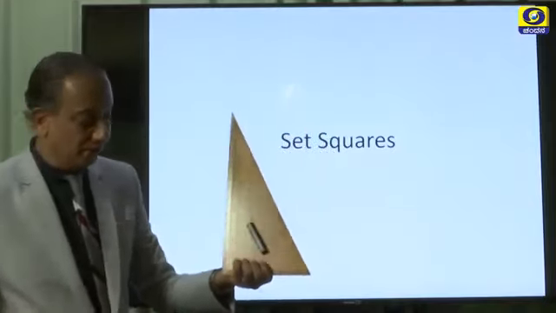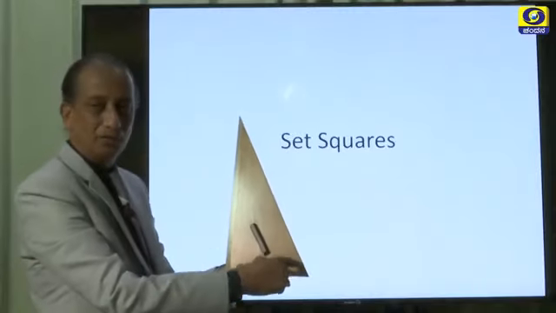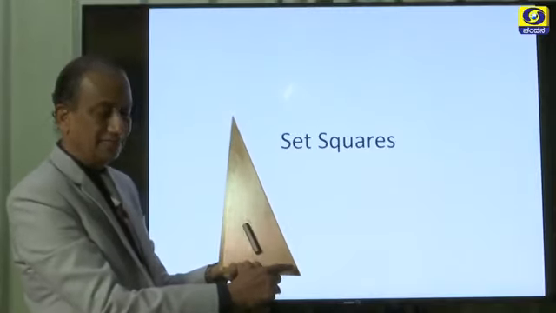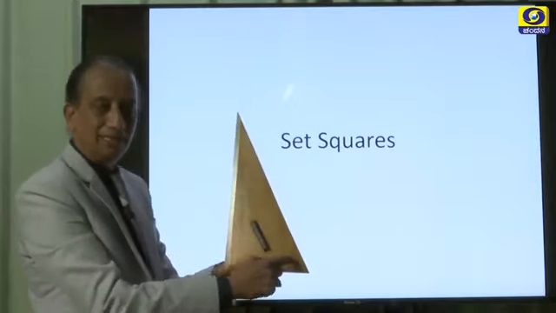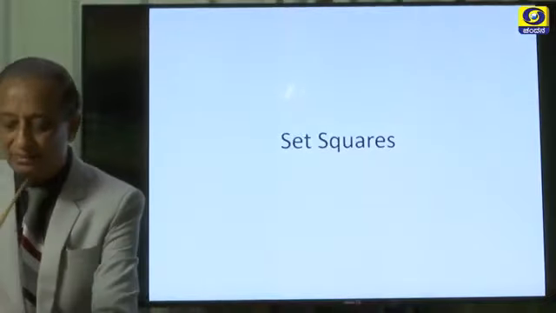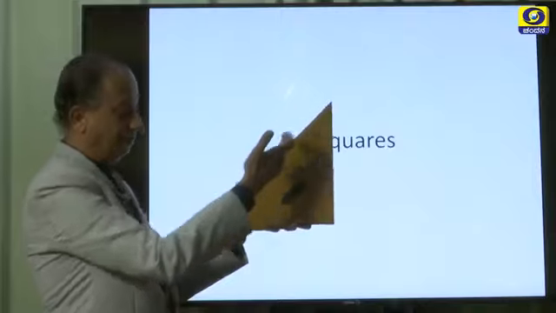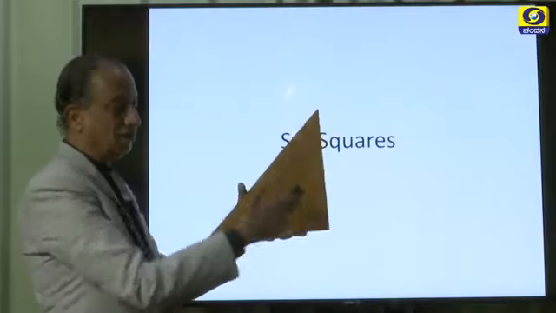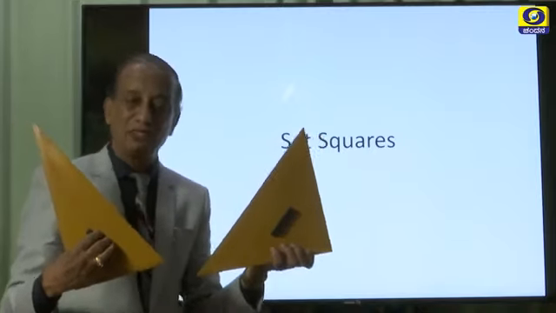Okay. Now this is a right angle triangle. This is 90, this is the hypotenuse. This angle is 60 and this angle is 30. So this is called the 30 degree set square or 60 degree set square. The other one is an isosceles right angle triangle, 90, 45, 45 degrees. So these are the two set squares provided in our instrument box.